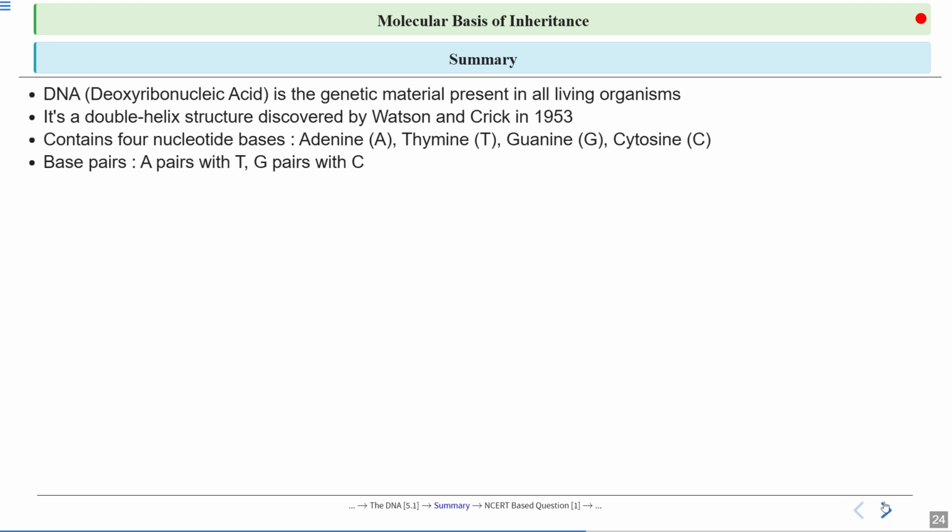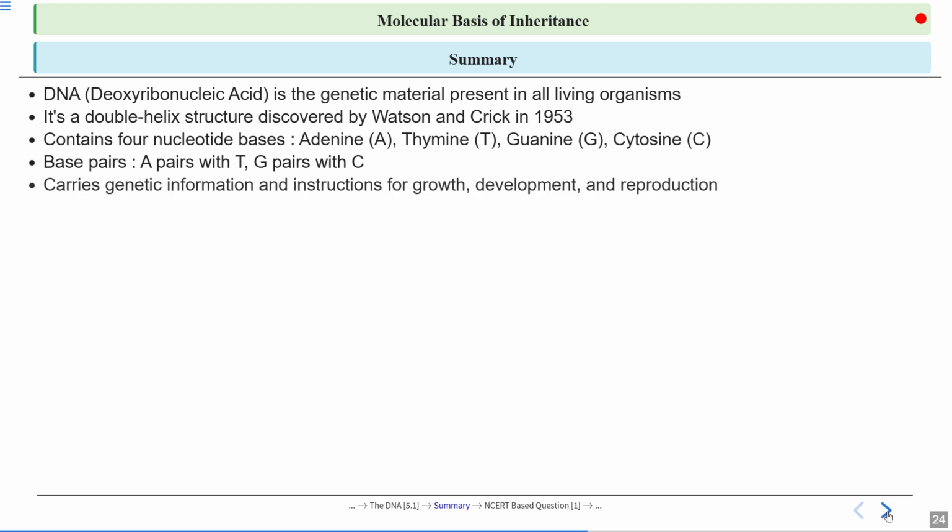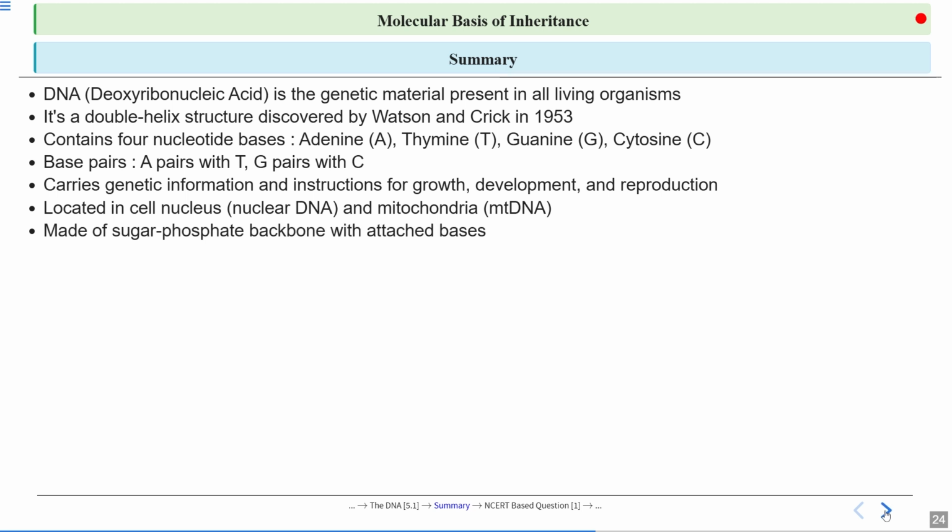Now talking about base pairs, A pairs with T, G pairs with C. A pairs with T with the help of 2 hydrogen bonds, whereas G pairs with C with the help of 3 hydrogen bonds. It carries genetic information and instructions for growth, development and reproduction. It is located in the cell nucleus, nuclear DNA, and mitochondria also have DNA, that is mitochondrial DNA.